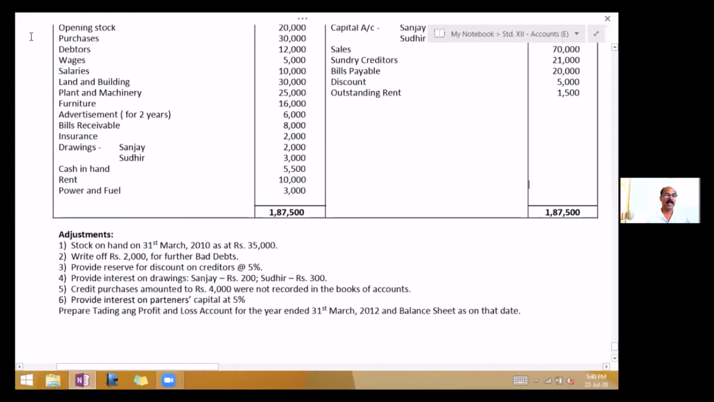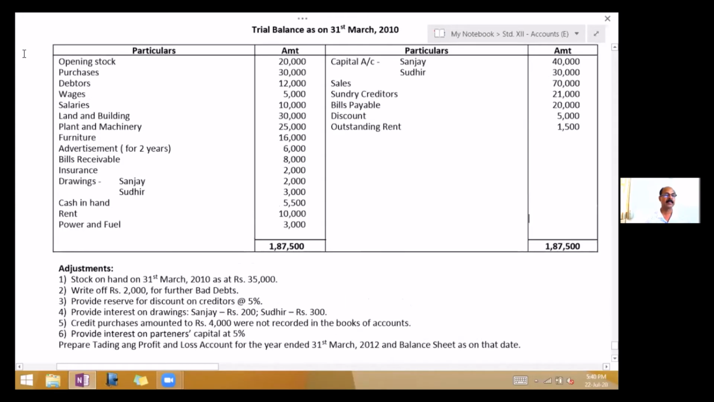Adjustments. Stock on hand on 31st March 2010 at rupees 35,000. Write off 2,000 for further bad debts. Provide reserve for discount on creditors at 5%. So tick mark debtors and creditors. Next, provide interest on drawings. Sanjay 200, Sudhir 300. Nothing to tick mark. We will just be deducting from capital.